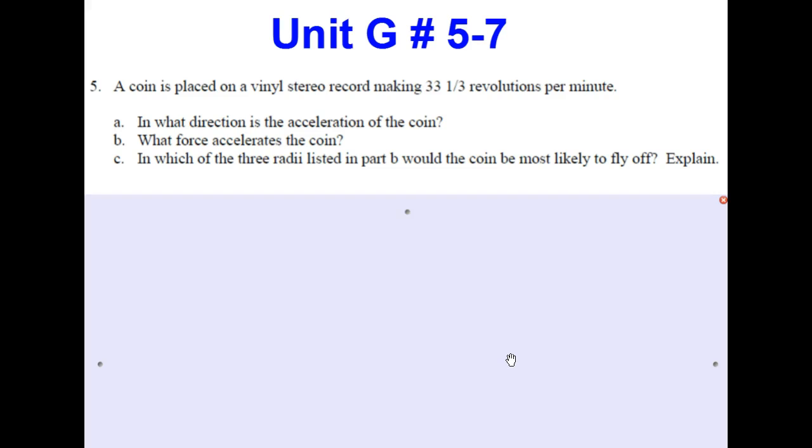Number 5, a coin is placed on a vinyl stereo record making 33 1/3 revolutions per minute. A, in what direction is the acceleration of the coin? B, what force accelerates it? And C, in which of the three radii listed in part B would the coin be most likely to fly off? Explain.